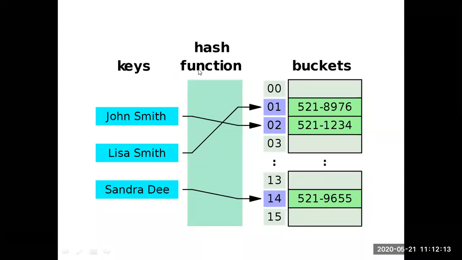For John Smith, this function has given the answer 2, so we stored the value at this location. For the key Lisa Smith, the answer given by this hash function is 1, location 1, so we store the value in location 1. For the key Sandra D, the location given by this hash function is 14, so we place this one in 14. The hash table concept will be like this.